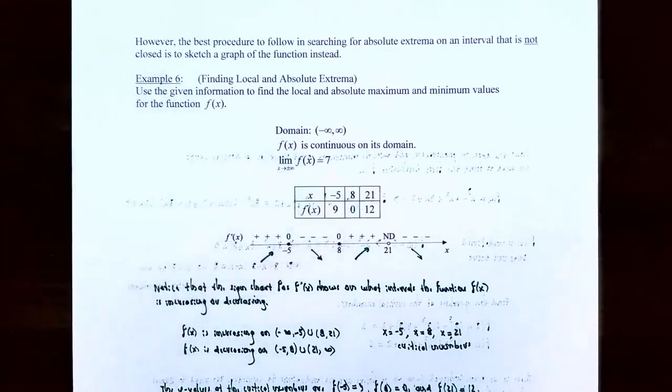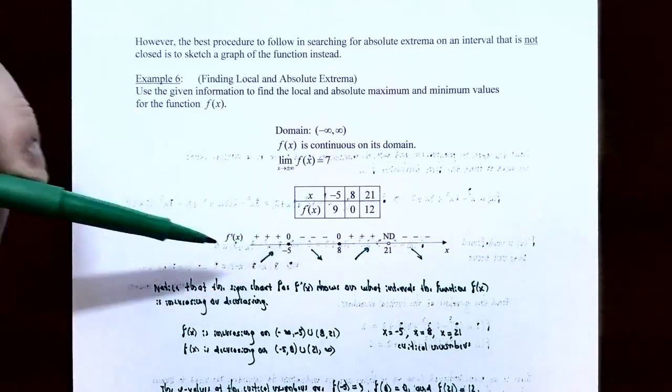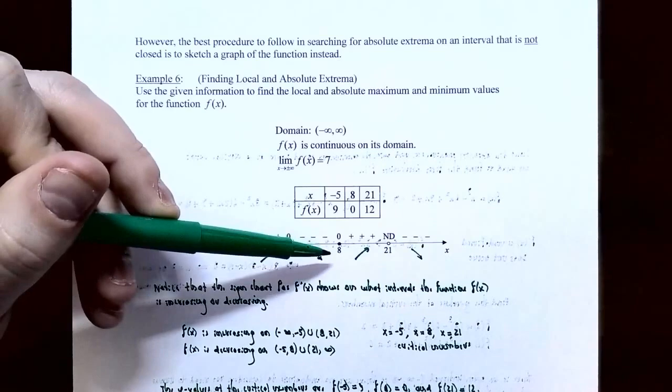And we also have a sign chart for the first derivative. f prime of x is positive when x values are less than negative 5. The derivative is negative between x equals negative 5 and x equals 8.